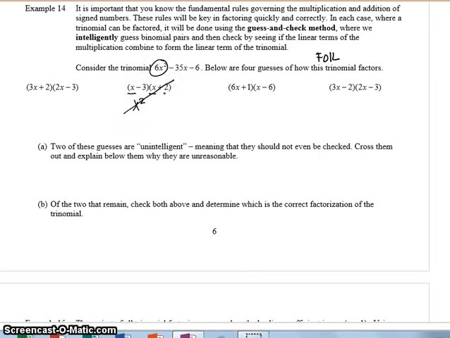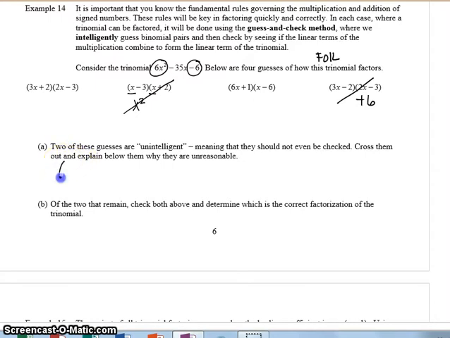My next one that you could probably get rid of is the last one, because in FOIL, the last terms have to multiply to negative 6. If you look at this last choice here, a negative 2 times a negative 3 would result in a plus 6, and it's supposed to be minus 6. So I can automatically get rid of 2 choices.